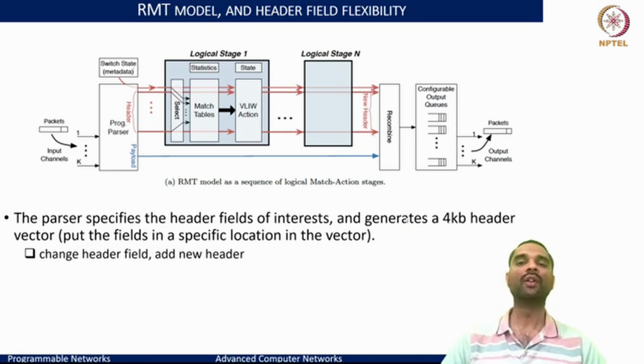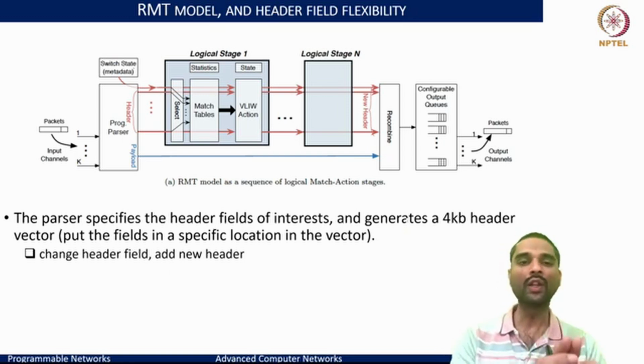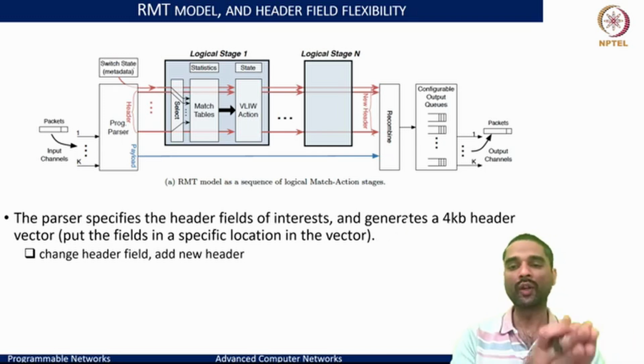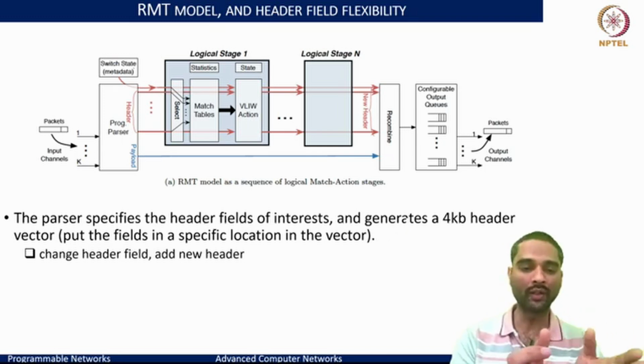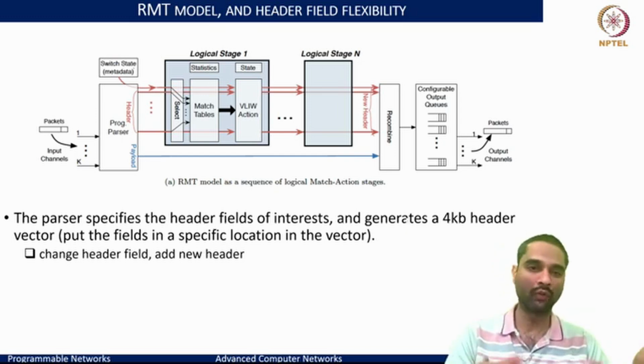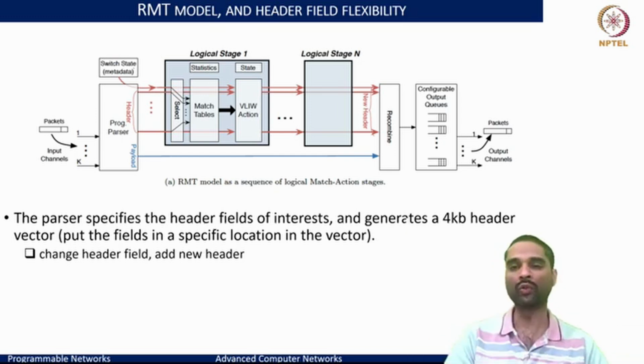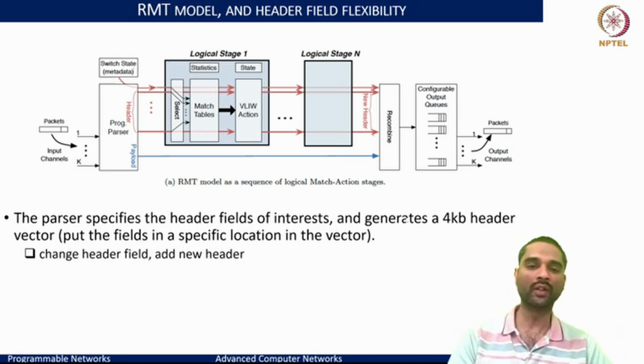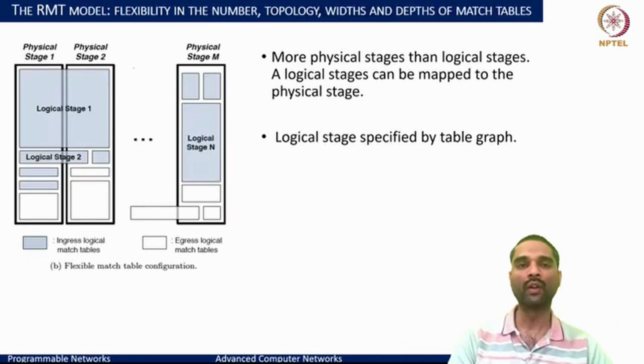And this is where the first of the flexibility comes in, in terms of what header fields we would want to look at, and in fact any of the custom headers that we would also want to put, because now we are trying to keep a 4 kilobit header vector regardless of the header spaces, the standardized headers that you want to look at. This can be accommodated in this space.